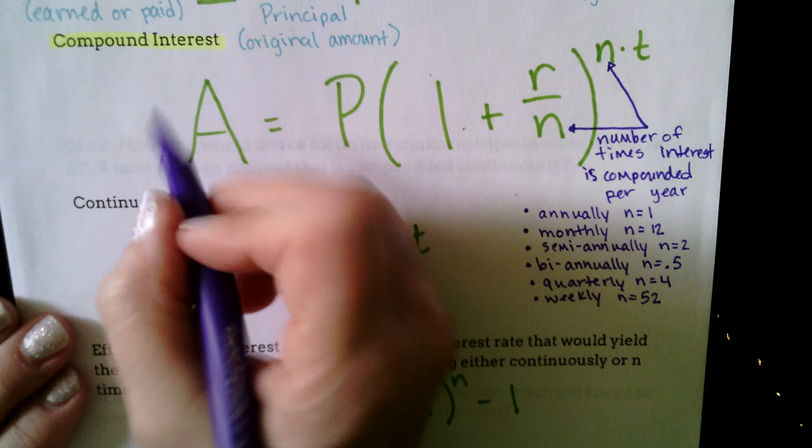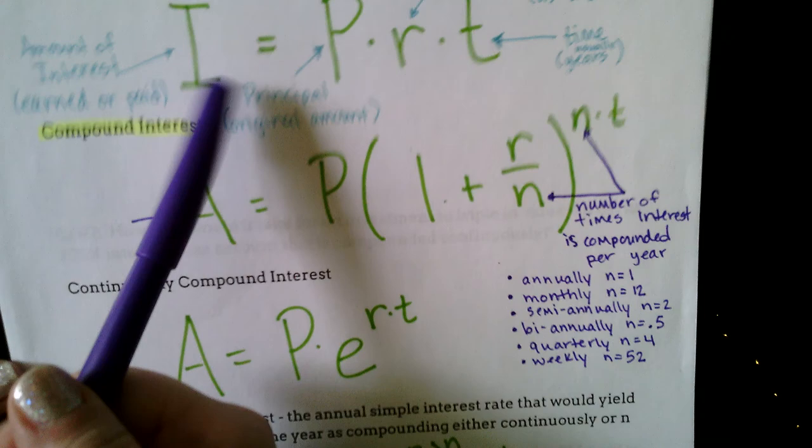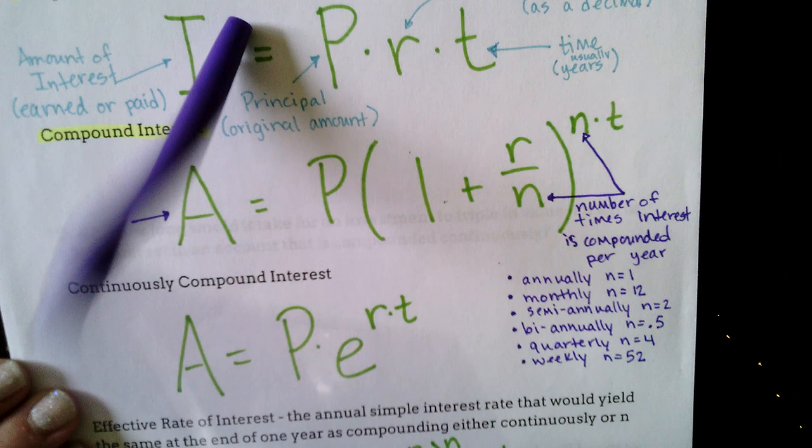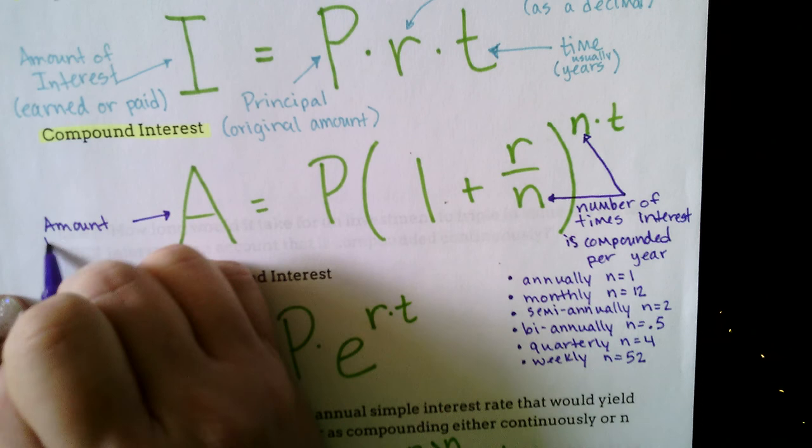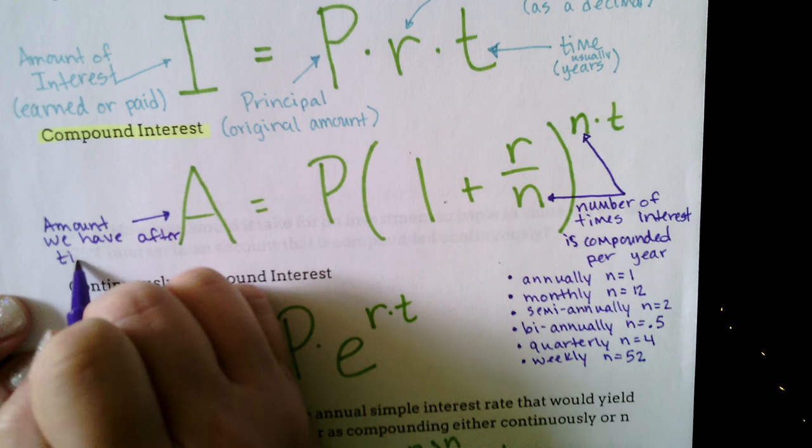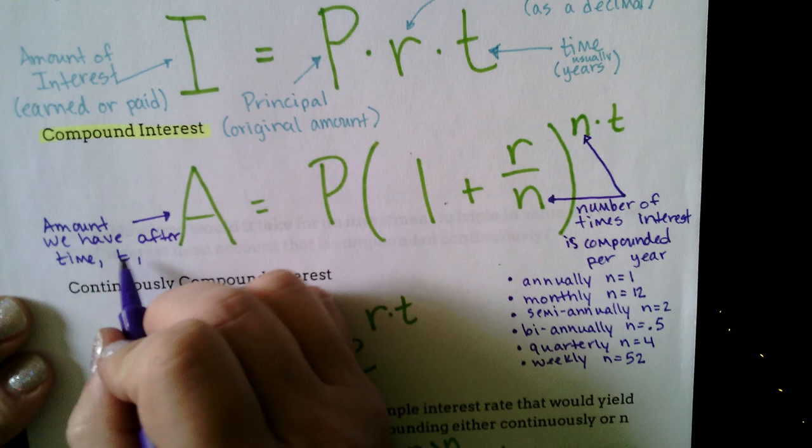Ooh, we do have another new letter here, A. A is not the amount of interest. Remember, I was the amount of interest. A is the amount that we have after time, whatever T is. So 1 year, 2 years, 17 months has passed. So it's like the balance in the account.